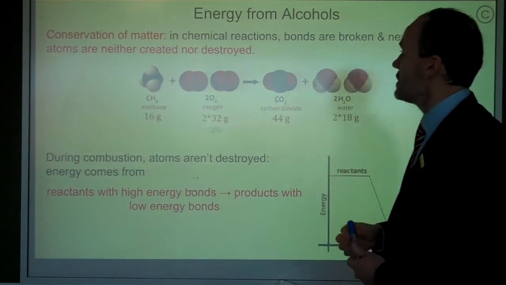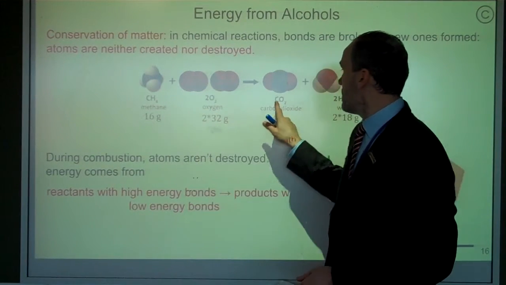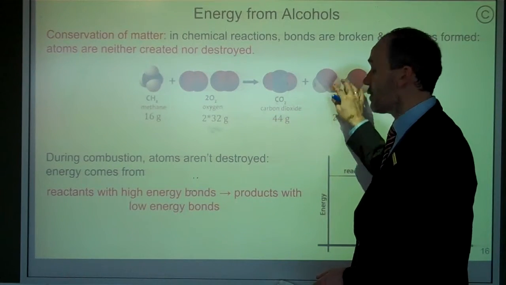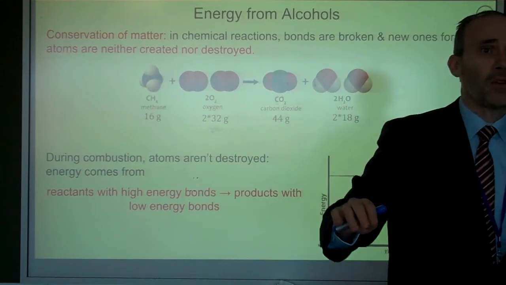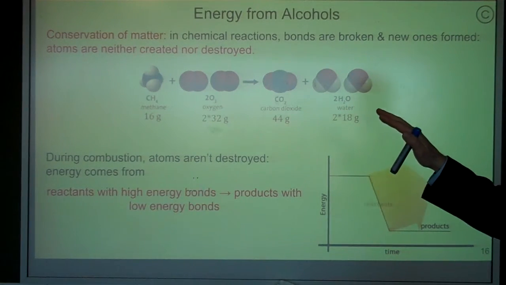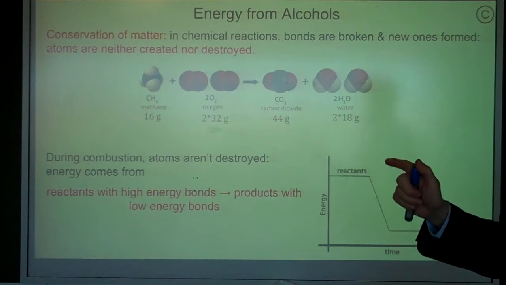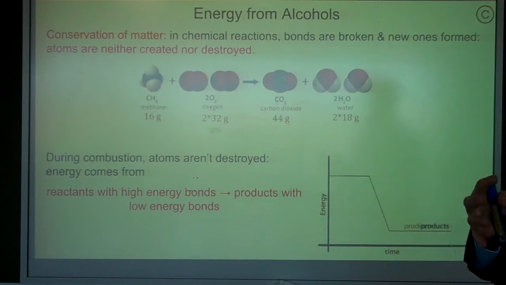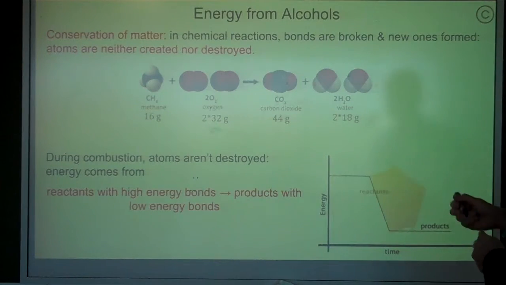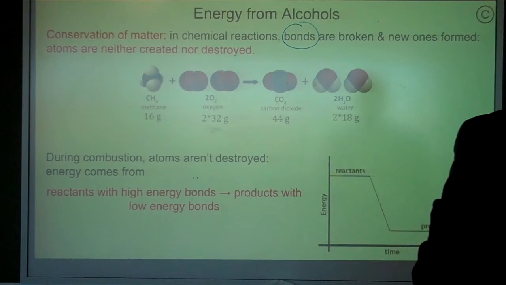What I'm saying to you is this. I've got methane gas. I'm burning it with oxygen. I've got the same number of carbons, the same number of oxygens, the same number of hydrogens on this side. It's a balanced chemical equation. If I start with 1 carbon, 4 hydrogens and 4 oxygens, and I finish with 1 carbon, 4 hydrogens and 4 oxygens, where's the energy coming from if nothing is created or destroyed? You must understand it's in the bonds.